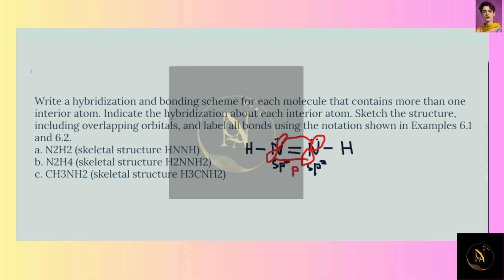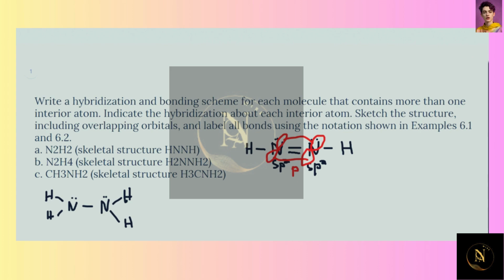For this next one, N2H4, we can see the skeletal structure looks like, I'll draw it over here. 2 hydrogens bonded to a nitrogen. That's what the H2N means. And then the N, and then the H2 means 2 more hydrogens.